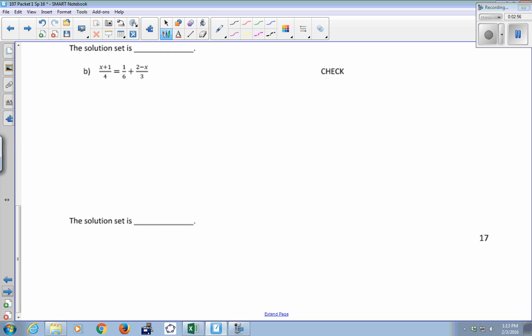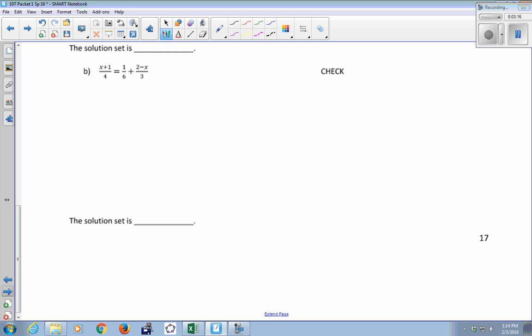So I want to solve this equation. It's got some denominators. If you were just trying to add those 3 fractions together, you've got denominators of 4, 6, and 3. What would the common denominator be? 12, yeah. The least common multiple of 4, 6, and 3 is 12.